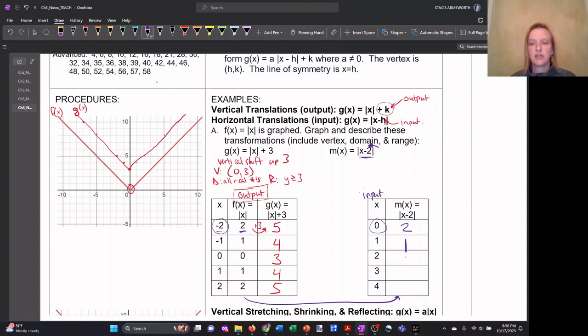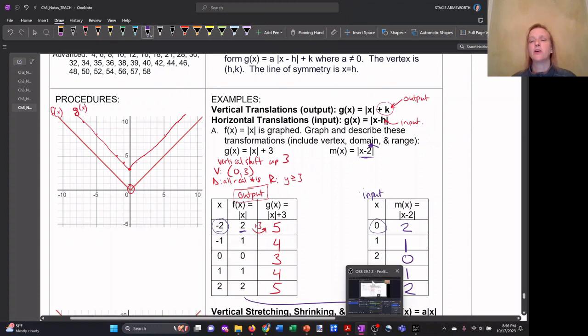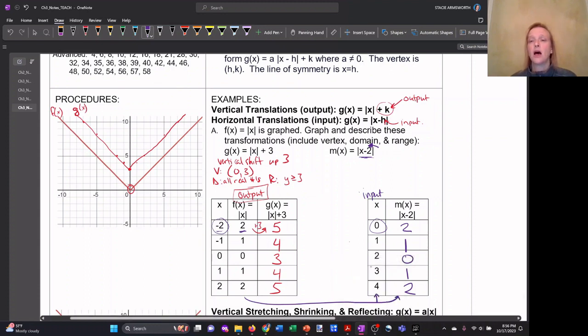2 minus 2 is 0. Take the absolute value and you get 0. 3 minus 2 is 1. The absolute value is 1. And 4 minus 2 is 2. Take the absolute value, and that is 2. So I've carefully chosen my x values here so that I will recreate the same y values that I had before.